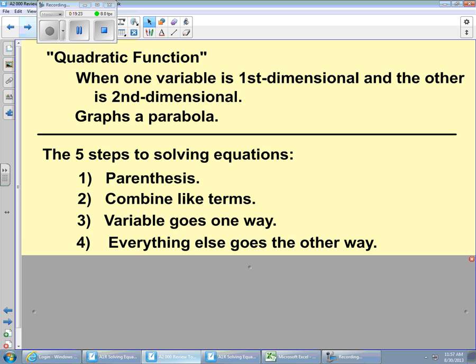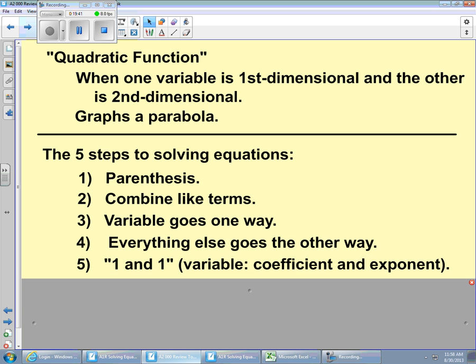Step 4, everything else goes the other way. In step 3, whichever direction your variables went or already existed, everything else is going to go the opposite direction. So if you decided that the variables are on the left, then that's fine. Everything else that's not a variable is going right.